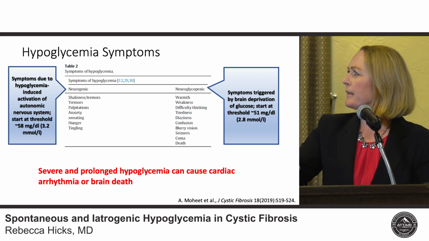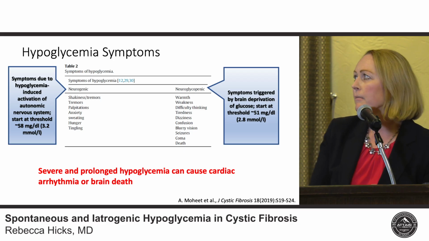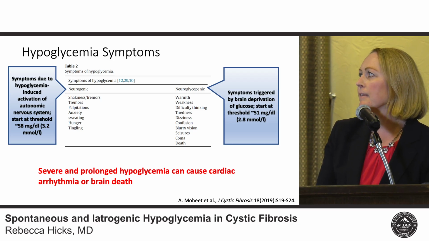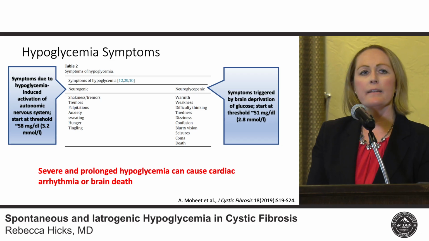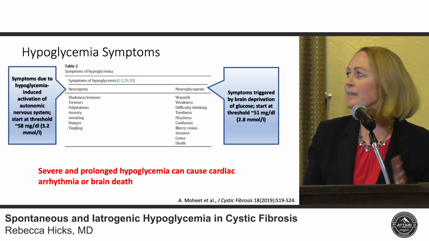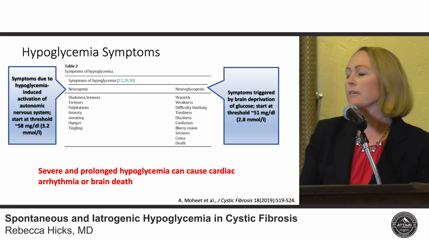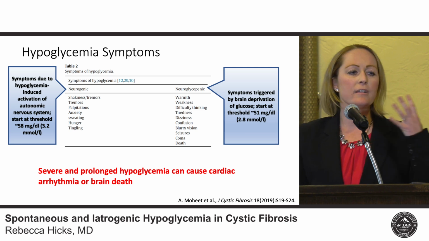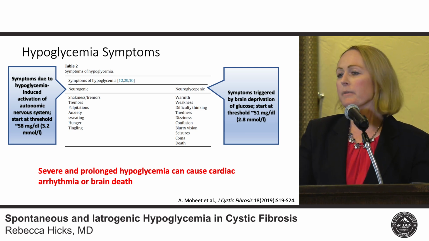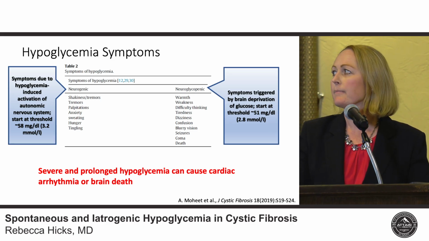And symptoms of hypoglycemia can be subcategorized into neurogenic versus neuroglycopenic. The neurogenic symptoms happen when the glucose level is below a threshold of about 58, and that's like the shakiness, palpitations, tremors. The neuroglycopenic occurs with a glucose level under 51, and that has more to do with seizures, coma, confusion. And then when there's severe and prolonged hypoglycemia, that can cause cardiac arrhythmia or brain death. So that's why we take it very seriously.